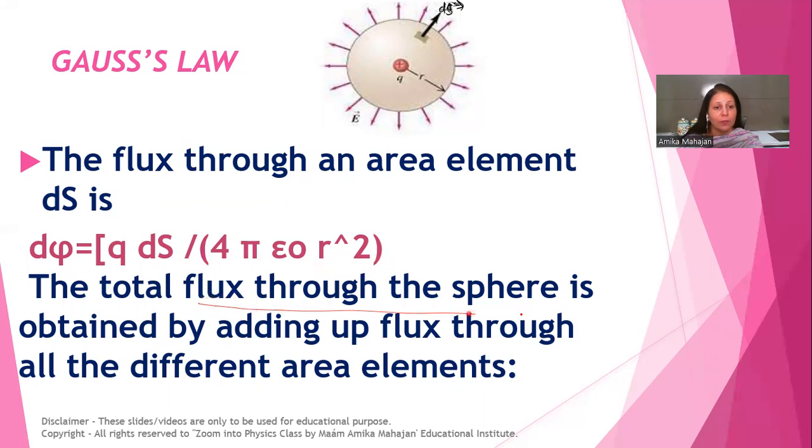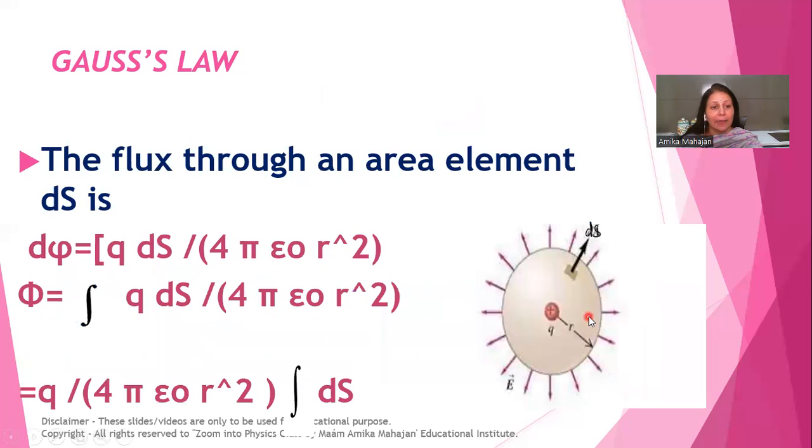Hence, total flux through the sphere is obtained by adding up flux through all the different area elements. When we add up, we have continuous summation. So I integrate both sides, and I get phi equal to integration of q ds by 4 pi epsilon naught r square. So q by 4 pi epsilon naught r square is constant. It is taken out of this integral sign, but is left integration of 1 with respect to s. Because we divided this whole sphere into small segments, each of area ds.